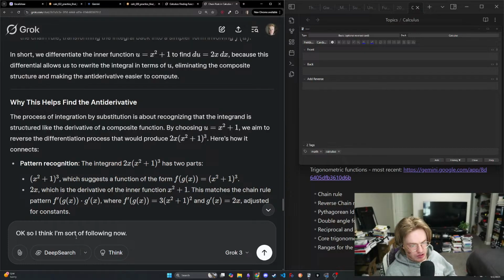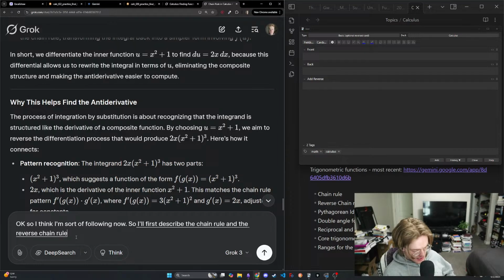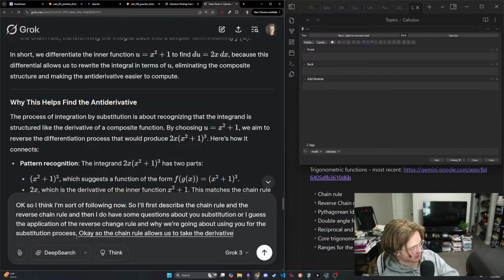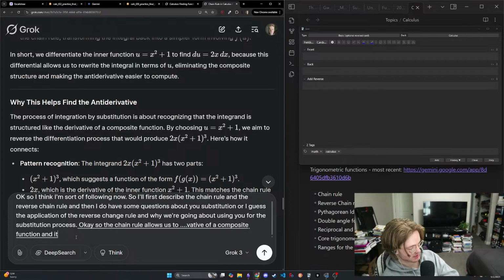I'll first describe the chain rule and the reverse chain rule, and then I do have some questions about U substitution, or I guess the application of the reverse chain rule, and why we're going about using U for the substitution process. Okay, so the chain rule allows us to take the derivative of a composite function, and it allows us to do this in terms of a form that emerges as a result of this function.